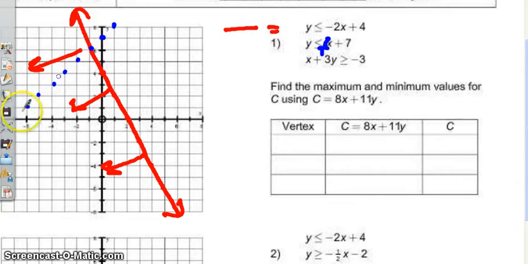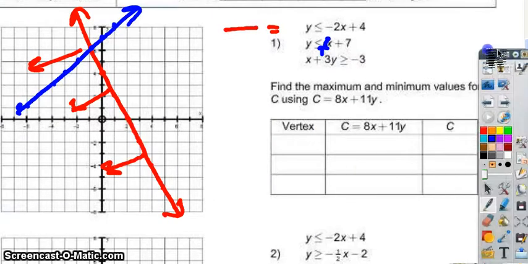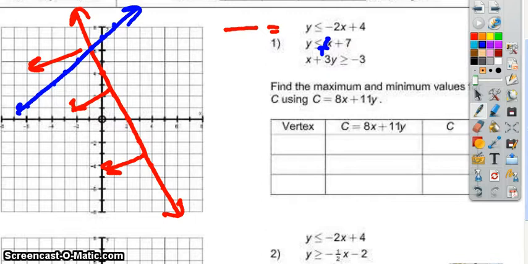Come on, work with me here. There it goes. Solid. I might have to move this. Okay. All right, solid.